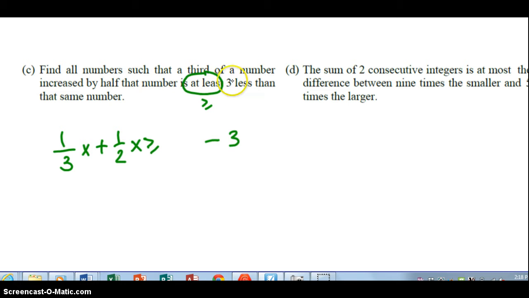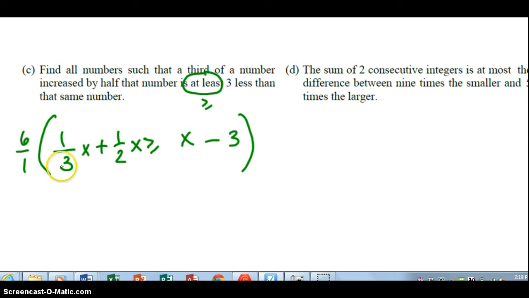Find all numbers such that a third of a number increased by half that number is at least 3 less than the same number. Well, isn't that going to be x minus 3? Don't let the fractions fool you here. We have 1/3 and 1/2, which we can add together. Another way of doing this is I'm going to multiply everything by 6/1. Because 6/1 is my least common multiple of these numbers.